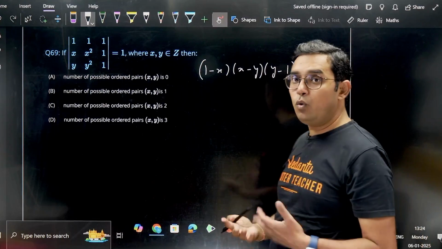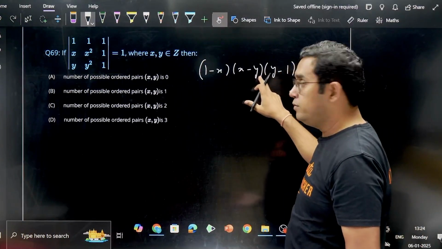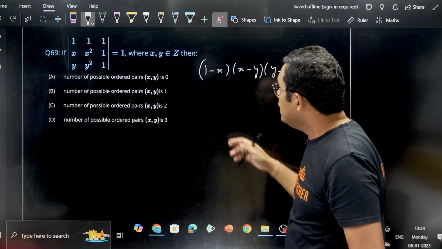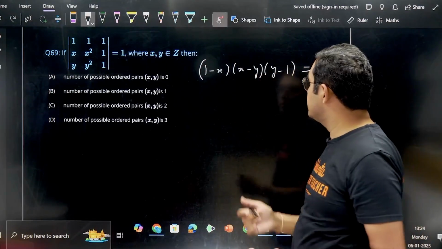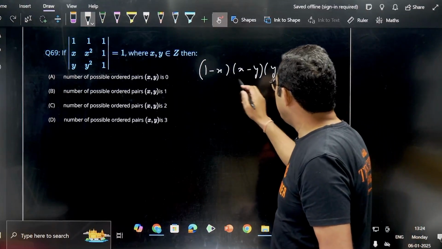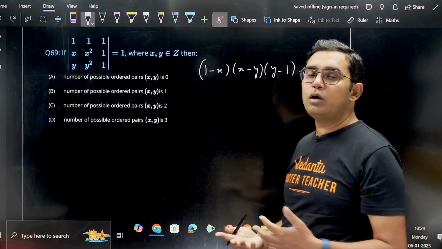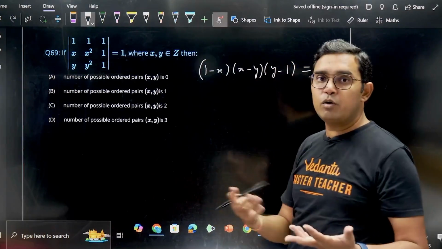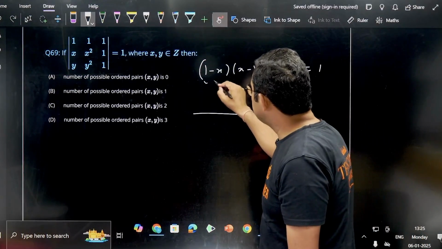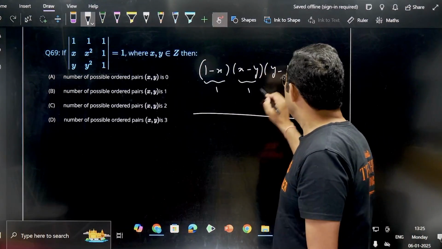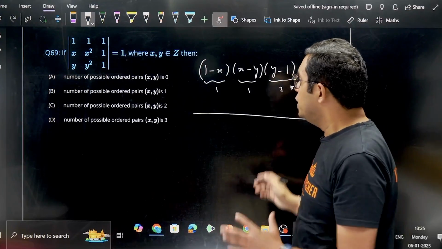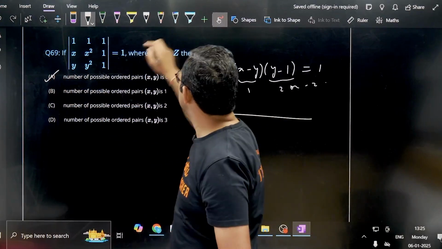Now their product can be 1 only if they are either 1, 1, 1, or they are 1, minus 1, minus 1. But we'll see x, y if they are different values, because if they are not different, then this product will become equal to 0. Okay, if they are different, then these three things cannot all be equal to 1 or minus 1. If they all are different, and suppose this is 1, this is also 1, then it has to be equal to 2 or minus 2. So this product cannot be equal to 1. So the number of possible ordered pairs here would be 0, that is A.